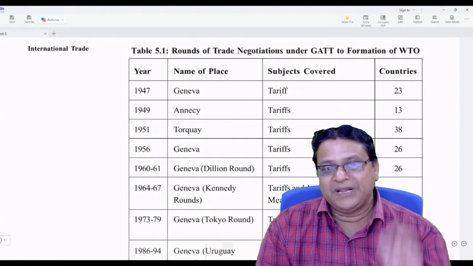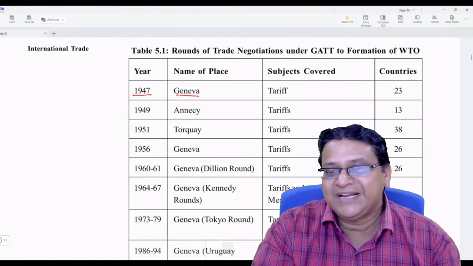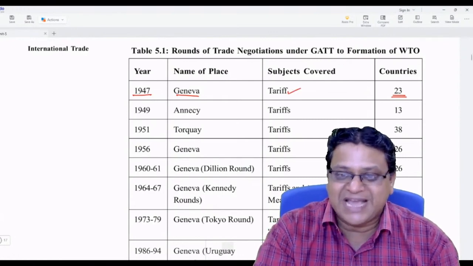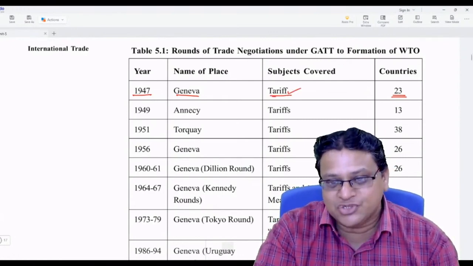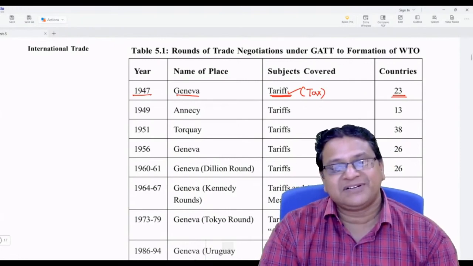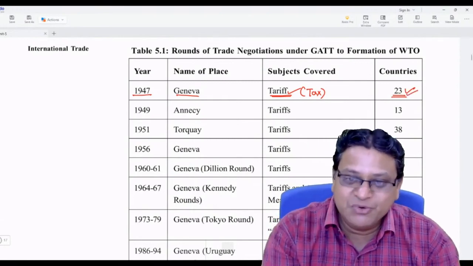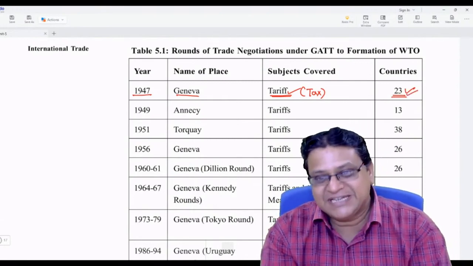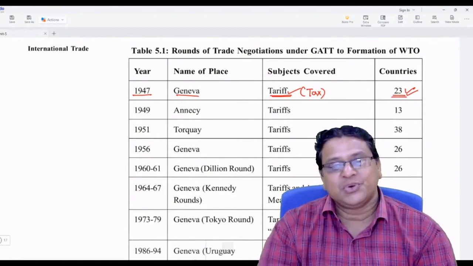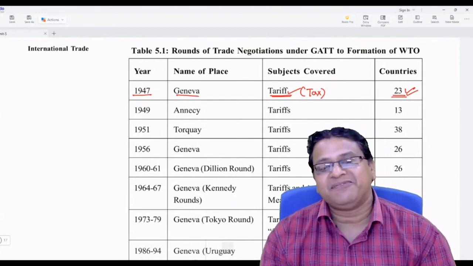The first round of negotiation under GATT was made in 1947. It was in Geneva. Only 23 countries joined this particular agreement, and the subject discussed was tariff. Tariff is a barrier to international trade. Tariff means tax barriers. The tax barrier is discussed here, and these 23 countries decided to reduce tariff between themselves. If there is international trade, how can the tariffs be reduced, so that there will ultimately be free flow of goods and services between different countries.